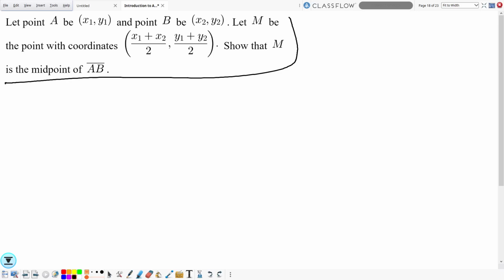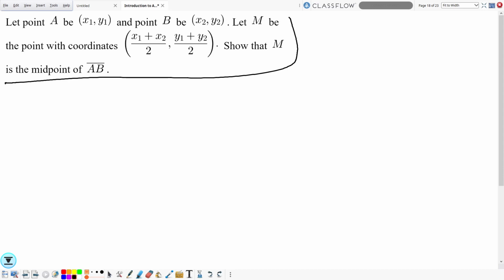All right. Okay. So, here's a problem that's important, but it's going to take a while. It's a little much going on. So, yeah, it is important though. We're trying to essentially show a way to calculate the midpoint of any segment in our coordinate plane using the two endpoints of those segments. So, let's just get right into it.